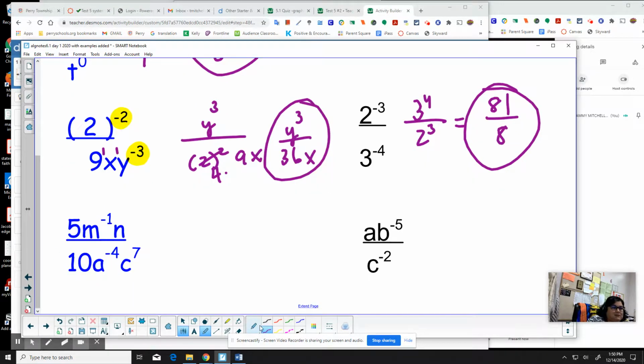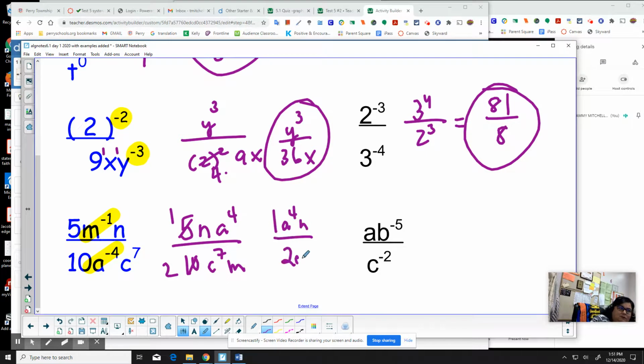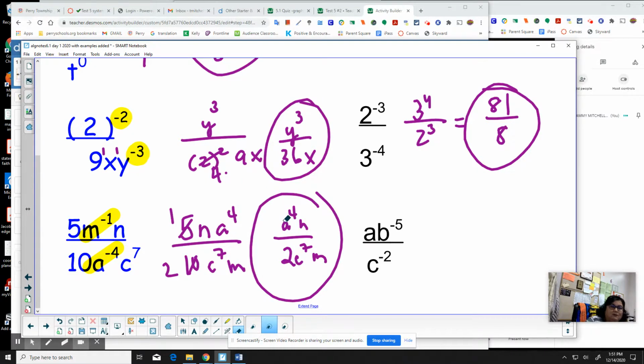Okay, so here I've got some unhappies. I've got an unhappy here and here. So let's move things around. So 5 and n are okay, and 10 and c to the 7 are okay. A is going up top, and m is going to the bottom. Okay, and then I notice that 5 and 10 share a factor of 5. So 5 goes into 5 once, and 5 goes into 10 twice. So 1 a to the fourth n over 2 c to the seventh m. This is my answer. And this 1 right here is optional because there is a coefficient of 1. I don't have to write it, but I can write it.